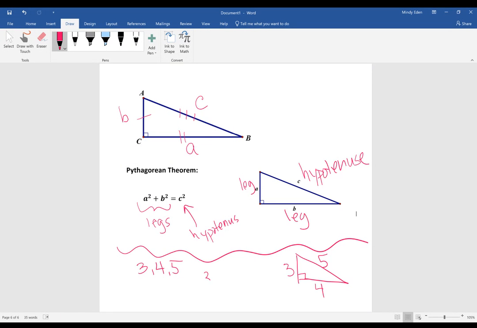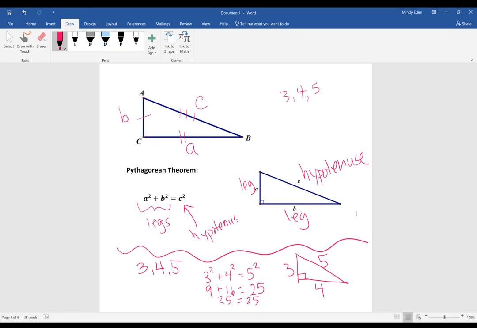So if I take 3 squared plus 4 squared equals 5 squared, I can see that it will be true. 3 squared is 9, plus 4 squared is 16, and 5 squared is 25. 9 plus 16 is 25, and so this is true. So this is called a Pythagorean triple: 3, 4, 5.